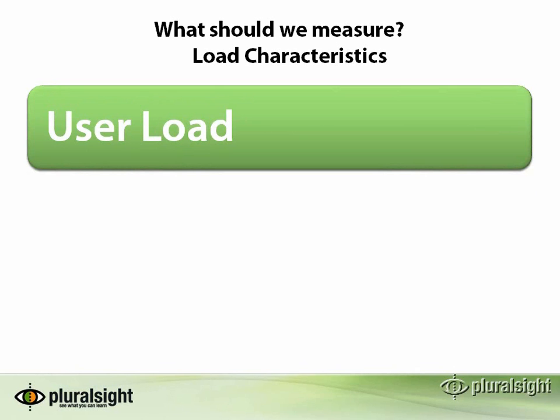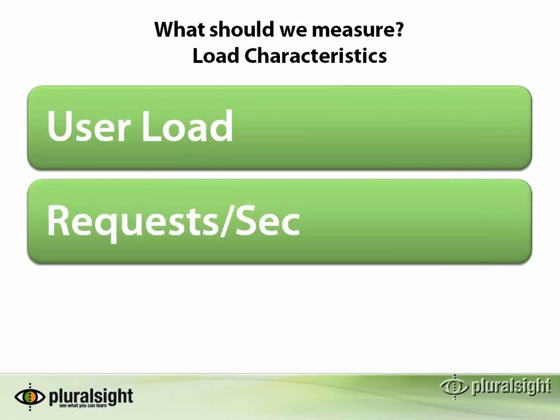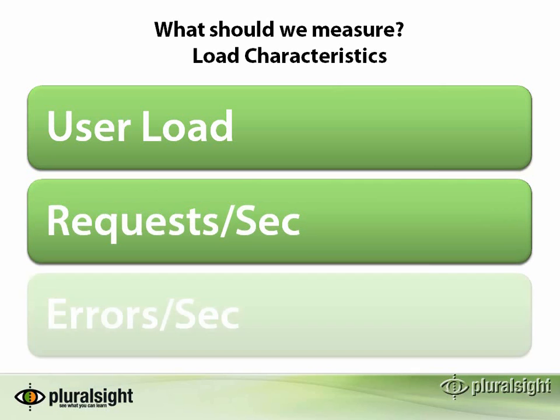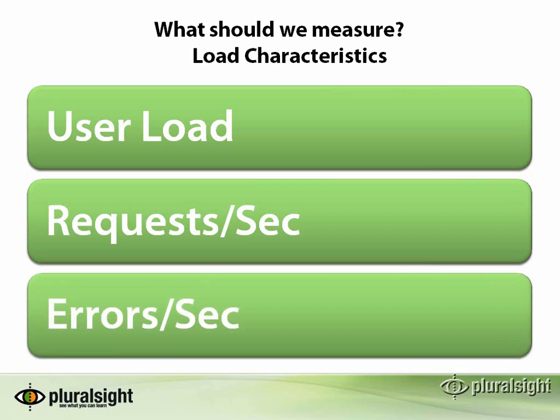Related to this metric is the current requests per second that are hitting the system. Usually the number of requests per second will vary very closely with the user load, although if the user load starts to exceed the capacity of the system, oftentimes the requests per second will taper off while the user load continues to increase. The third metric, which is sometimes overlooked, is the errors per second of the system.